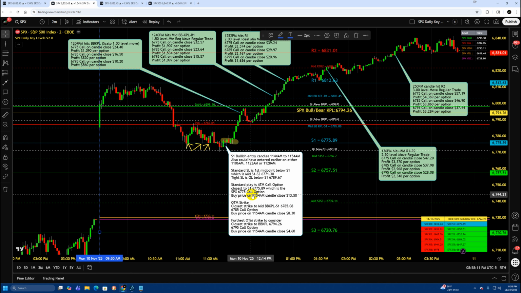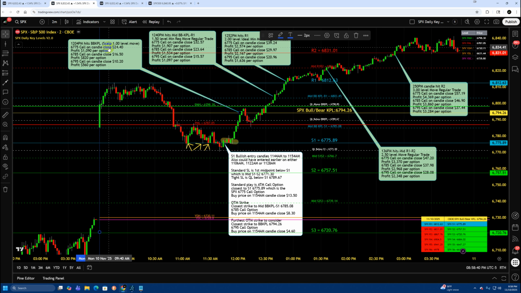The 67.75 call was 13.50. The call strike based on this level with the 67.85 call was $8.30. And the furthest out of the money, 67.95, was $4.60. At 12:04, it hits the BBKPL. That's a scalp, one level move.